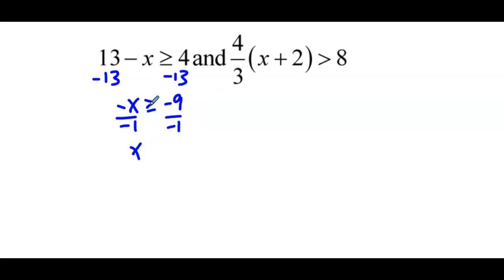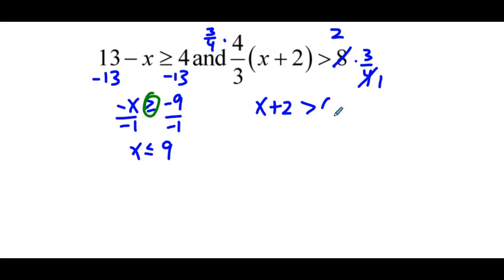Now remember, when we're dividing by a negative, we got to watch that inequality sign. So it's going to switch and become x is less than or equal to +9. Now on the right inequality, I'm going to start by multiplying by 3/4 instead of distributing. You can do either, but I think multiplying by 3/4 is going to make our life a little bit easier. The 8 and the 4 simplify. So we have x plus 2 is greater than 6.